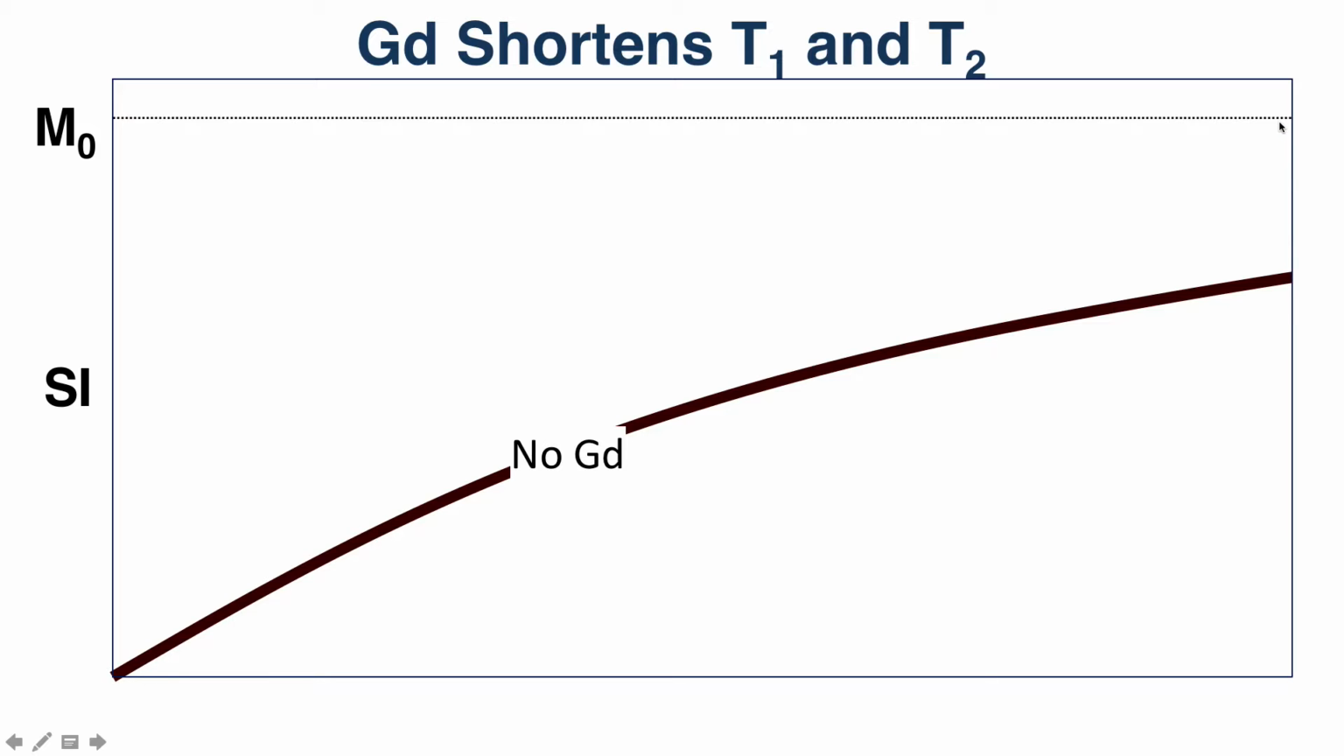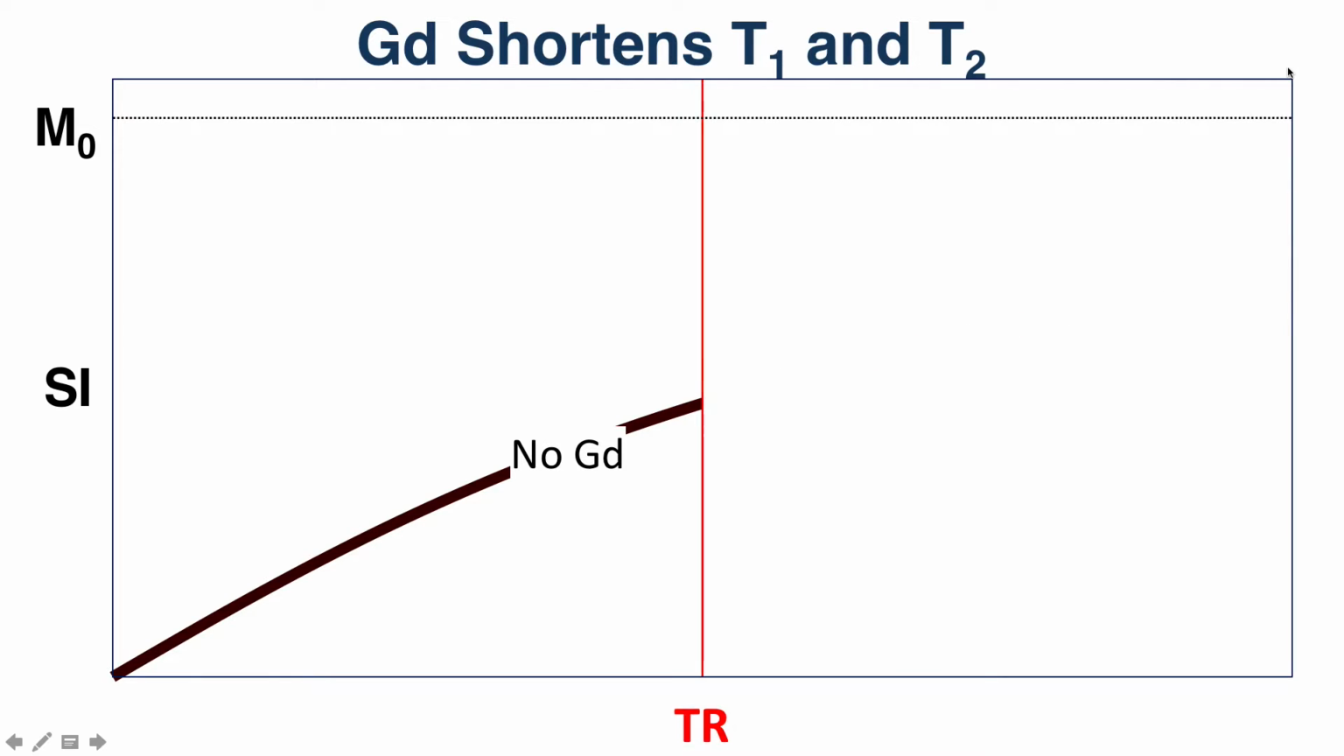It'll eventually get to M naught. But I don't wait an infinite amount of time. I only wait a certain amount of time called my repetition time. So after I wait a repetition time, this is how much longitudinal relaxation this tissue has recovered to.